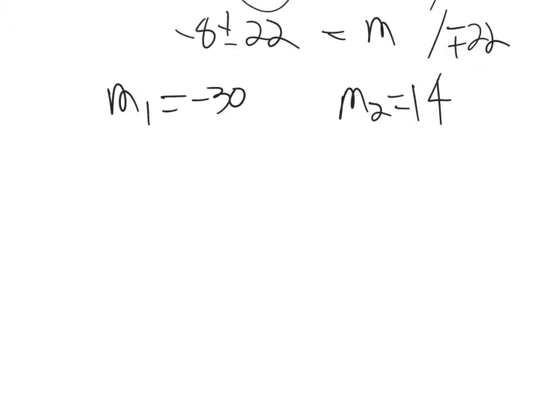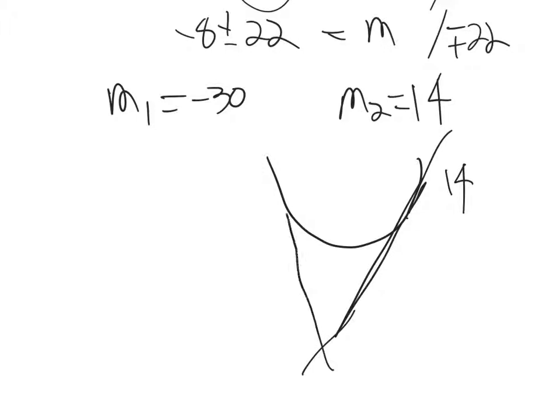So just to again draw a sketch of that, here's our scenario. We have a positive slope here, 14, and then a negative slope there of negative 30. Okay, and the whole idea here, let me do the parabola in a different color. These are points of tangency, so there's a single intersection.